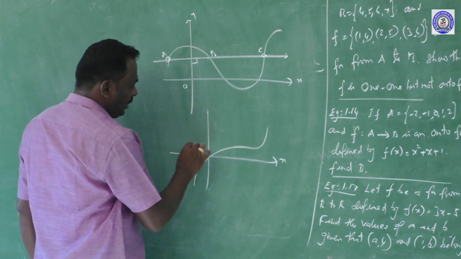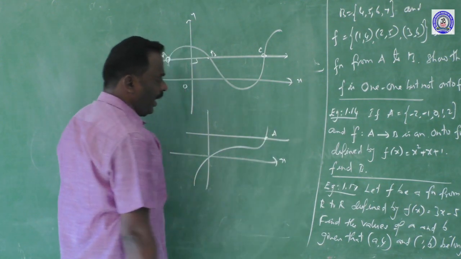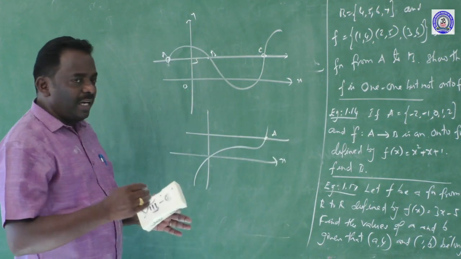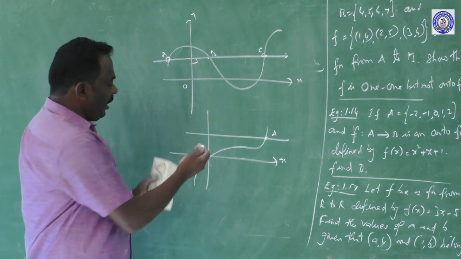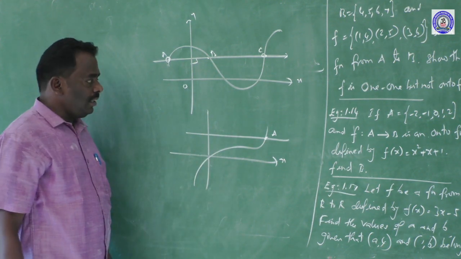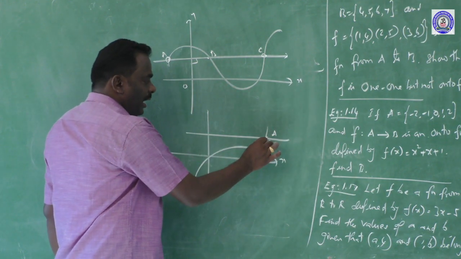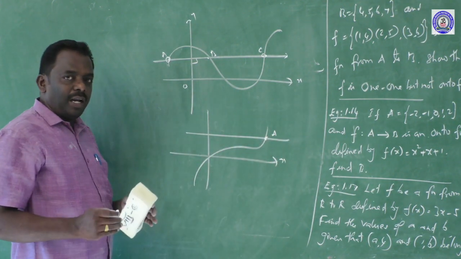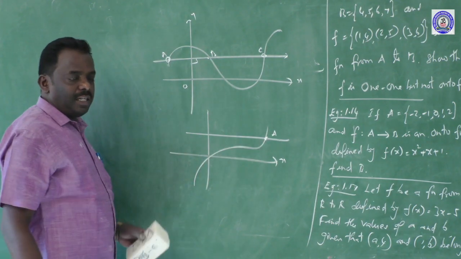If the curve is like that and you draw the horizontal line, and the intersection is at only one point, the maximum intersection is at most one point. Then the graph represents a function, and that is called the horizontal test. The horizontal test means the curve and the horizontal line intersect at most at one point.